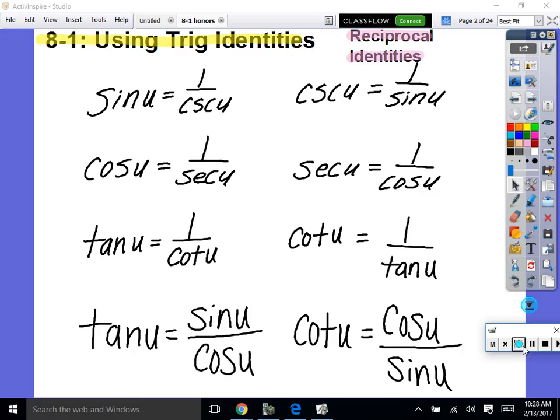So you already have these on your paper, the trig identities. You don't need to write them down. We're trying to save time so we can start practicing. So we should have these memorized.